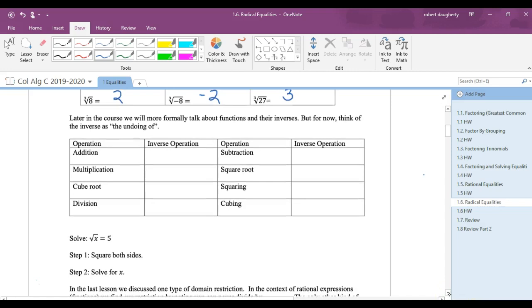When we see square roots, we're going to need to know what the opposite operation is of a square root. So let's just take, for example, some of these. What's the opposite of addition? Yeah, that's just subtraction, okay? And it stands to reason that the opposite of subtraction is addition.